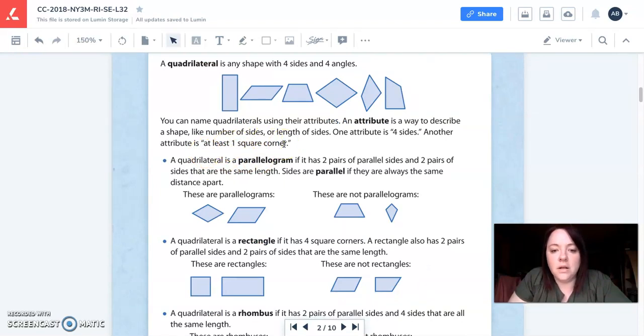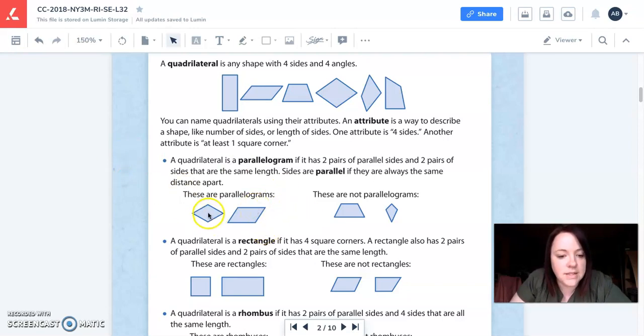Another one is at least one square corner. So if we look, do any of these have at least one square corner? Looks like this one does. A quadrilateral is a parallelogram if it has two pairs of parallel sides and two pairs of sides that are the same length. Sides are parallel if they are always the same distance apart. These are parallelograms. So here and here.